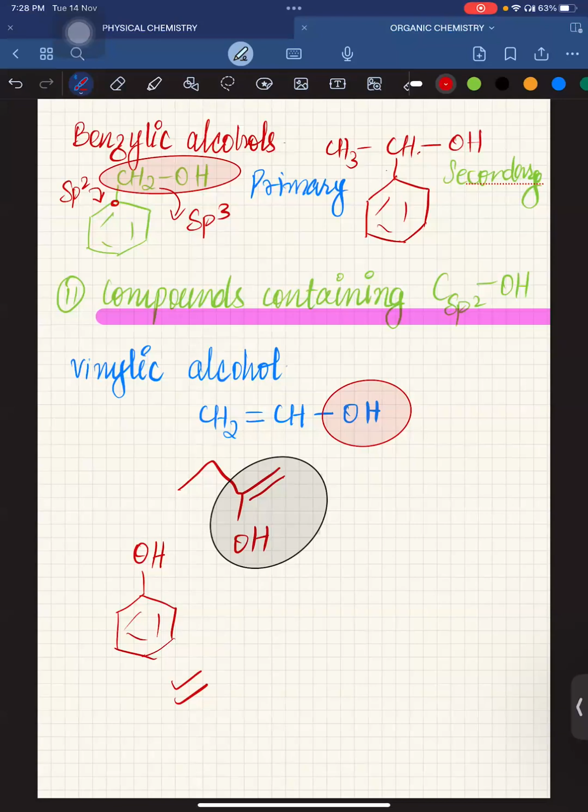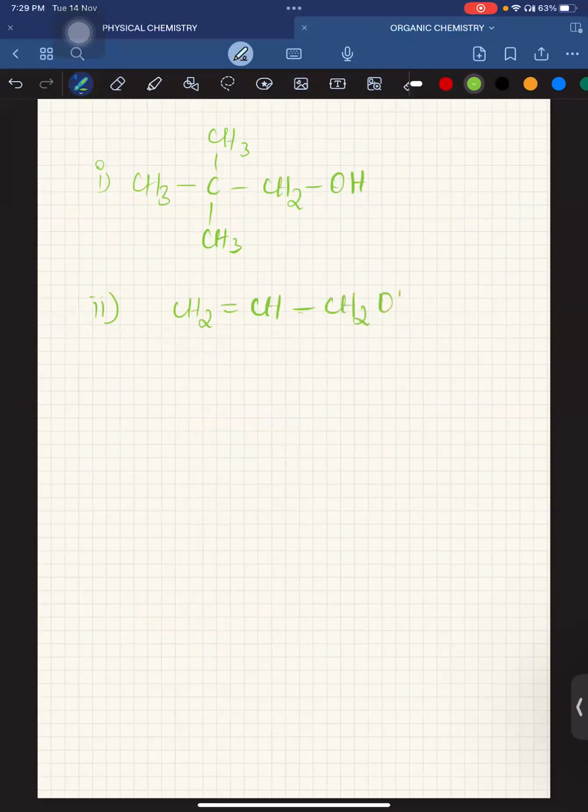Very good. So I think you can classify primary, secondary, tertiary. Only you need to tell me primary, secondary, tertiary. I'm going to write the compounds. You can directly tell me if you know. No need to write, because you already practiced this concept in class 11. The first one is, what do you think?